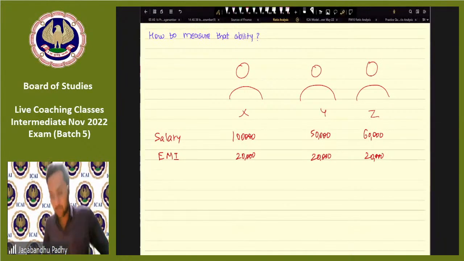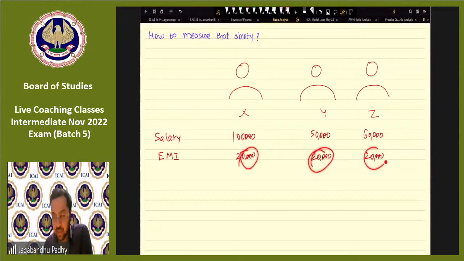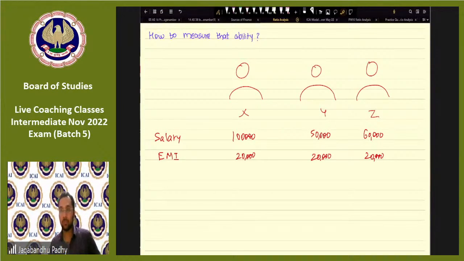Now tell me, out of these three persons, which one do you perceive to be having a lower risk if you want to grant them a loan? For the purpose of granting the loan, the EMI is going to be, let's say, 20,000. So tell me which one of these three persons is going to be a more reliable or less risky option for you? X is having lesser risk?